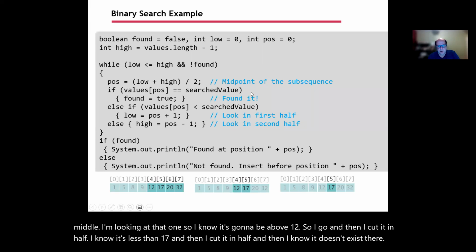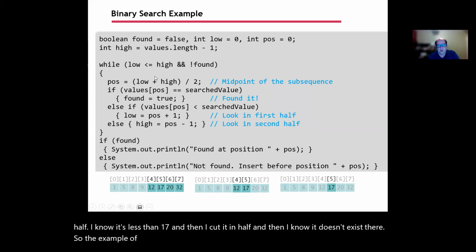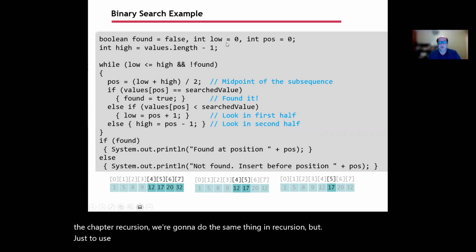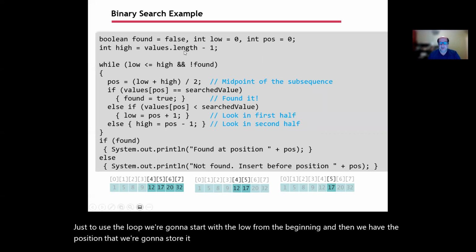We can do this through recursion. When we get to the chapter on recursion, we're going to do the same thing using recursion. But for now, using the loop, we're going to start with the low at the beginning, which is the position where we start, and then the high is going to be at the end. So we start from the beginning to the end.